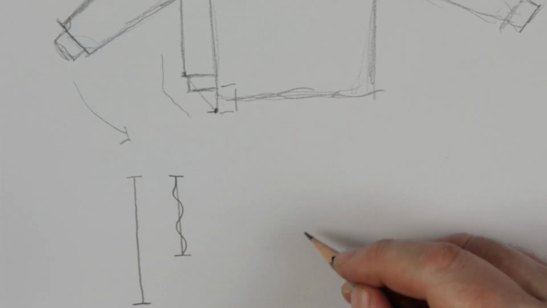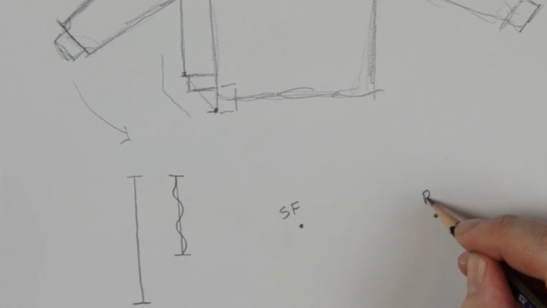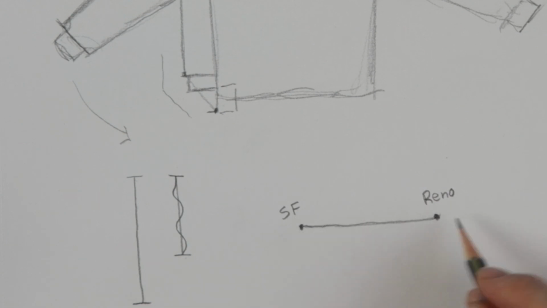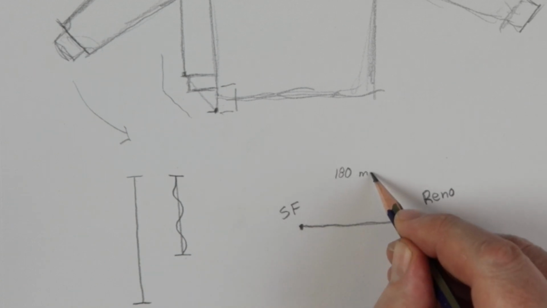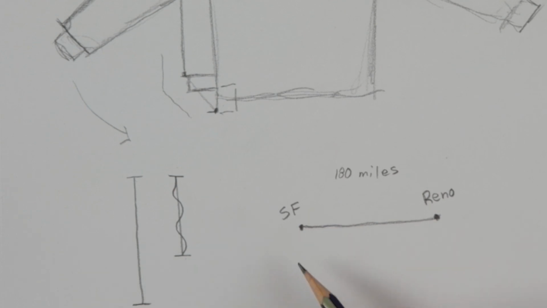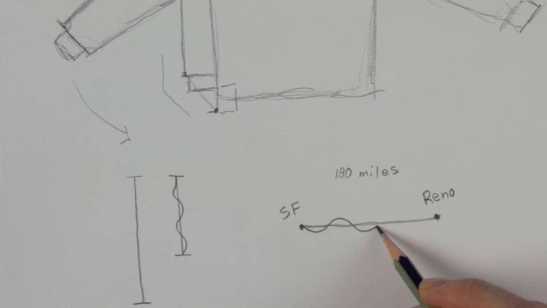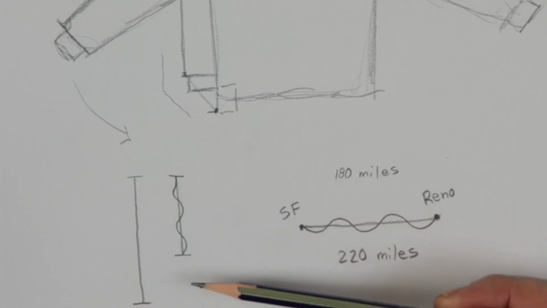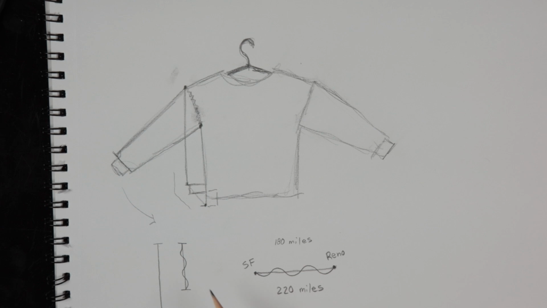Now, a good example of this concept is, let's look at two cities. Here's San Francisco, and here's Reno. And let's draw a straight line between them. Now, the distance between San Francisco and Reno on a straight line is 180 miles. But if you were to drive from San Francisco to Reno, you'd be taking some windy roads, and the actual driving distance would be 220 miles. So that's this same concept here. We have to shorten this inside line on this sleeve, but we need to compress it somewhere.